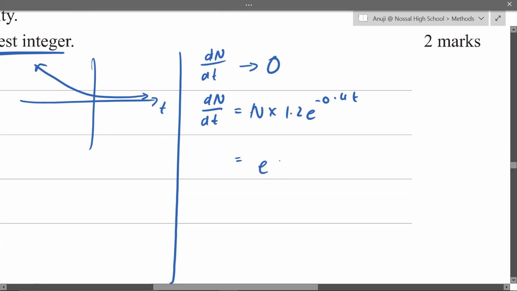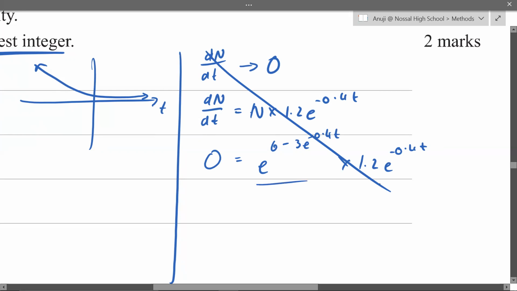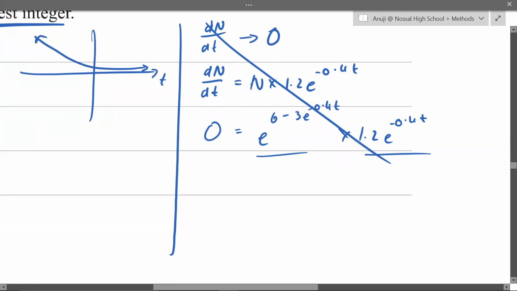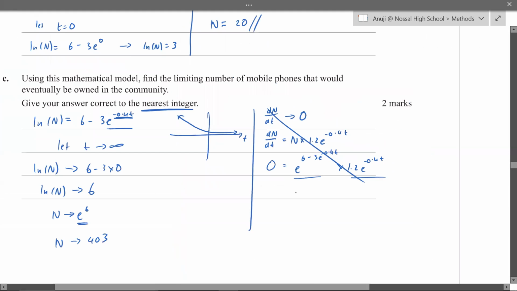So this is e^(6 minus 3e), oh, this is complicated, times 1.2e. Yeah, I don't think you can do this method because neither of these values will go to 0. Actually, they won't, but you basically have to do the same thing. So don't do it this way, because you're basically doing it the other way but longer.